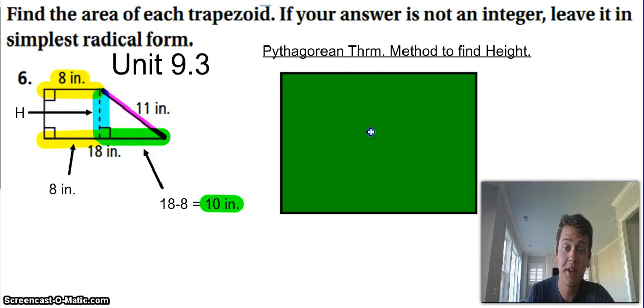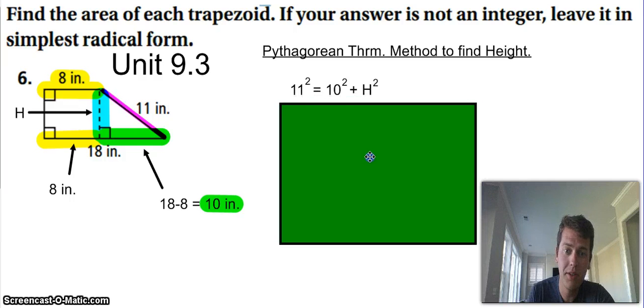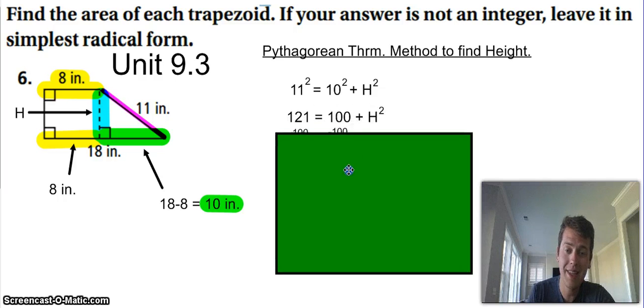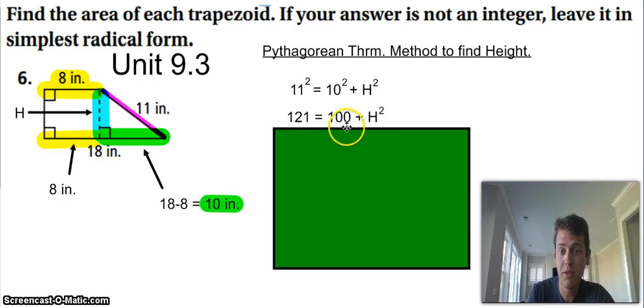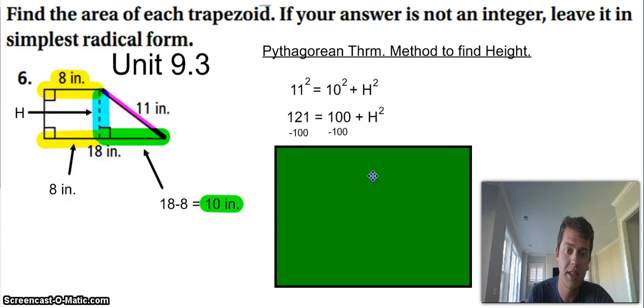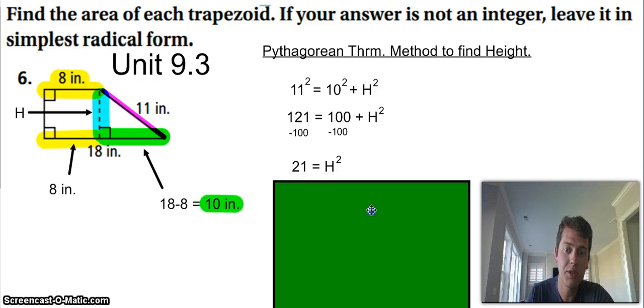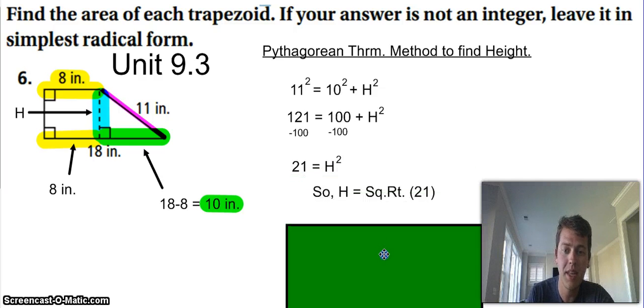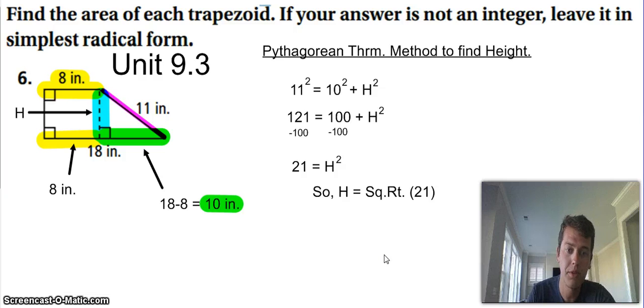So I can set up the Pythagorean theorem and say that the hypotenuse squared is going to equal the sum of the two legs each squared. So I'm going to take my leg on the bottom, 10 squared, and then my height squared. So what I get is 121 equals 100 plus h squared. I leave that squared till the very end. Take away that 100 from both sides to isolate the h squared. I then get that h squared is equal to 21, and that tells me that h is going to equal the square root of 21.